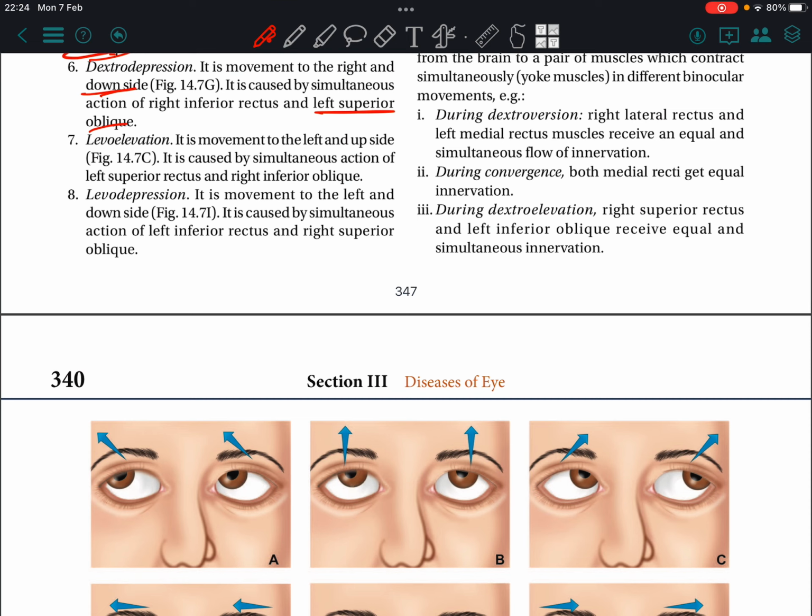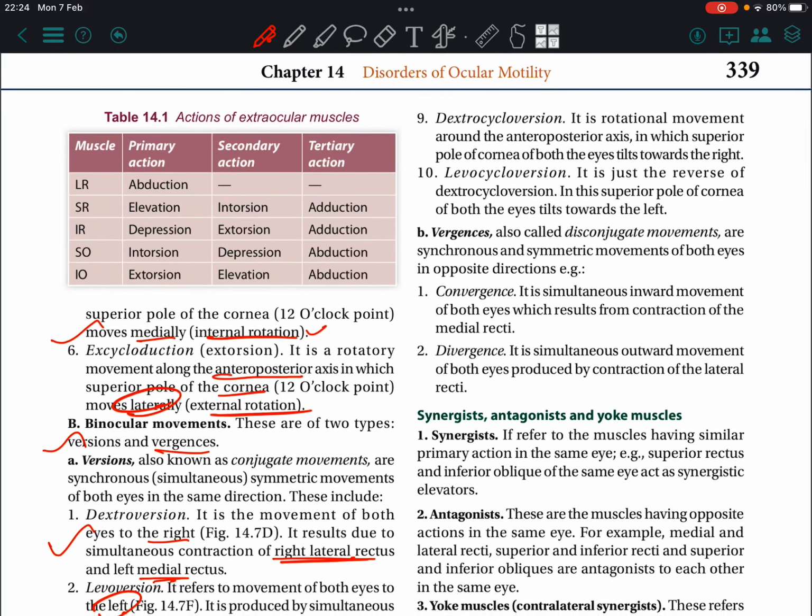Levoelevation is movement to the left and upside. It is caused by simultaneous action of the left superior rectus and right inferior oblique. Levodepression is movement to the left and downside. It is caused by simultaneous action of the left inferior rectus and right superior oblique muscle.